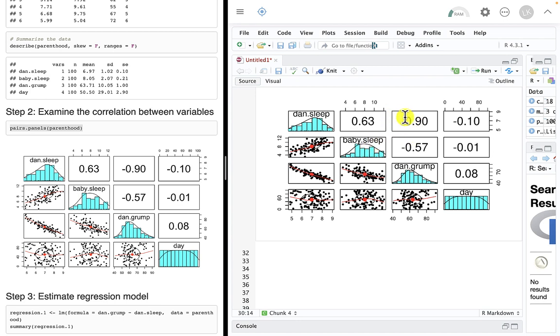And so we see that Dan sleep and baby sleep move together, which kind of makes sense. The more sleep the baby gets, the more sleep Dan's going to get because Dan's a new parent. This makes sense. And at 0.63, it's reasonably correlated with one another. It's not too correlated, but it's reasonably correlated. Now, if we look on the other hand, Dan's grumpiness, negative 0.9 with sleep. Okay, the less sleep he gets, the more grumpy he is, and vice versa. That's a pretty strong correlation there. We see the same thing with baby sleep, just not as much. All right, we could go into some discussion of what that means, but we'll talk about that later.